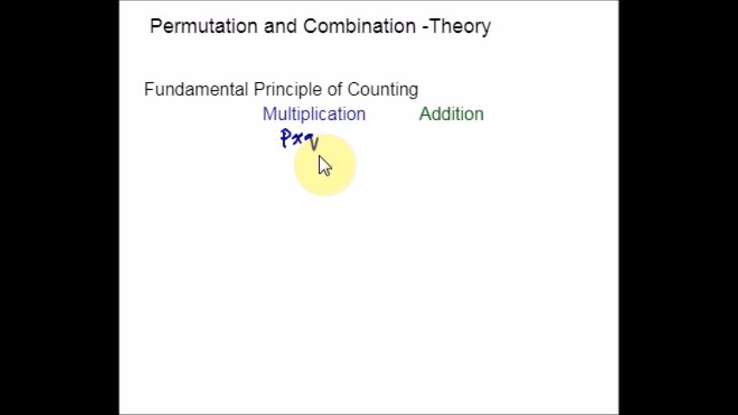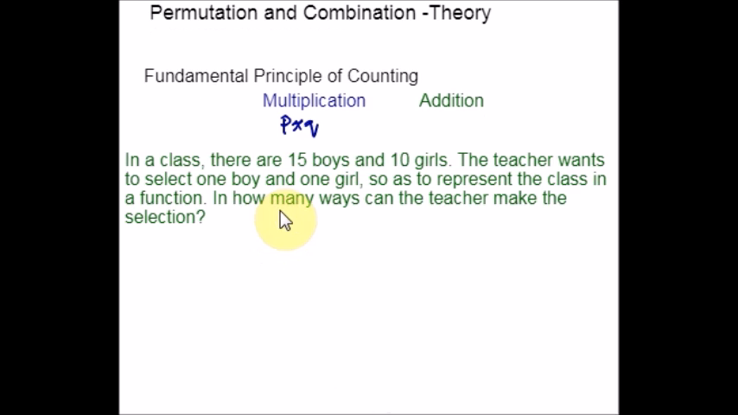I'll give you one illustration so that you can understand the concept clearly and its application. Here is an example. In a class, there are 15 boys and 10 girls. The teacher wants to select one boy and one girl so as to represent the class in a function. In how many ways can the teacher make the selection? Here the teacher has to perform two jobs: selecting a boy among 15 boys and a girl among 10 girls. The first task, selecting a boy among 15 boys, can be done in 15 different ways, and the second task, selecting a girl among 10 girls, can be done in 10 different ways.